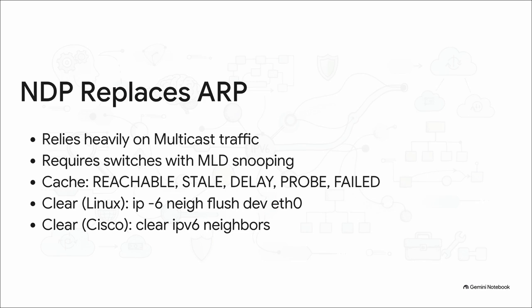Now, because NDP relies so heavily on multicast, your network switches absolutely must support MLD snooping. If they don't, they'll just flood NDP traffic to all ports and totally tank your performance. Also, the neighbor cache has very specific states now: reachable, stale, delay, probe, and failed. If you're troubleshooting and need to force a refresh, you need the new commands. For Linux, you're typing ip -6 neigh flush dev eth0, and on Cisco gear, it's clear ipv6 neighbors.